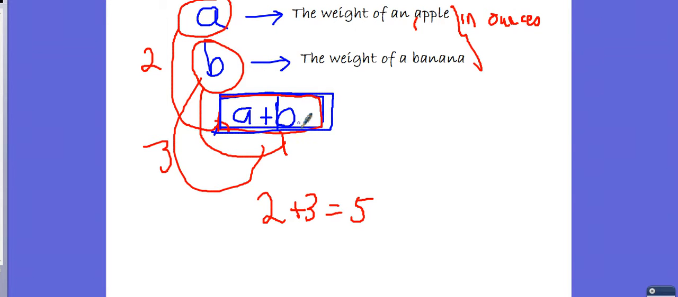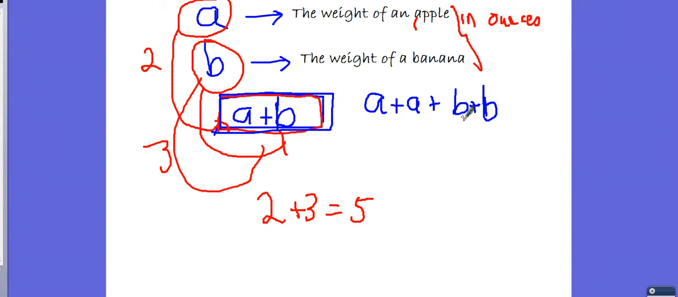So the question is, why do I use algebra? Why do I write A plus B? And the answer is fairly simple. It's actually a lot easier to write A plus B than it is to write down the weight of an apple plus the weight of a banana. It just saves a lot of time and it makes it a lot easier to figure out certain questions.